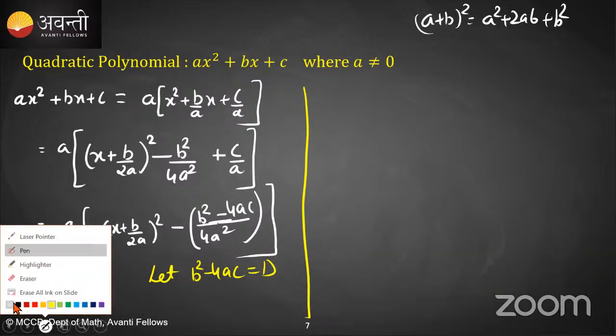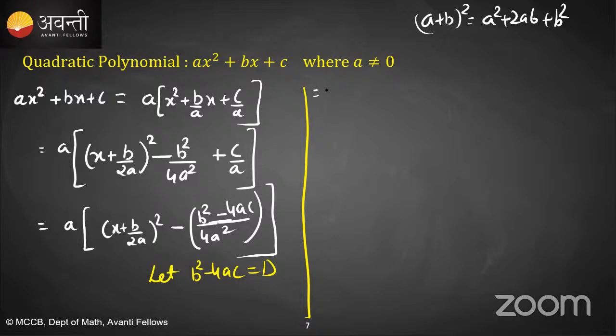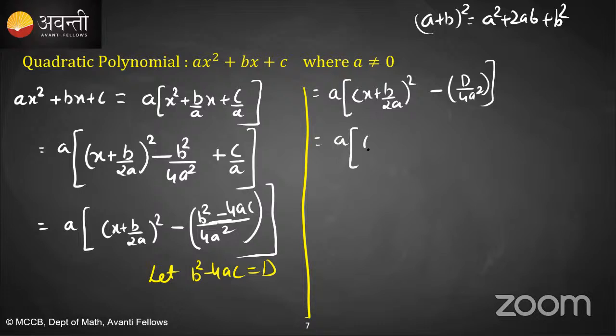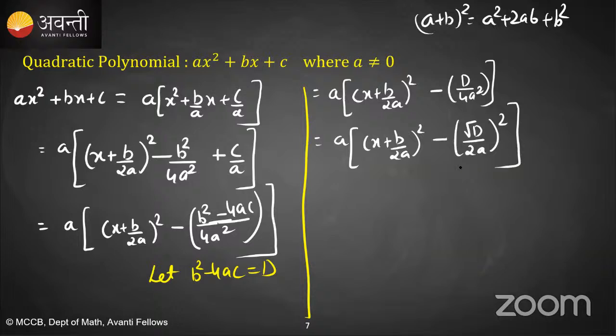So what is overall written here? It is written a times x plus b by 2a whole square minus d upon 4a square. Clear? So this can be written as a times x plus b by 2a whole square minus root d divided by 2a whole square, right? Under root of d by 2a whole square is what is written, d upon 4a square we can write as root d upon 2a whole square, right?